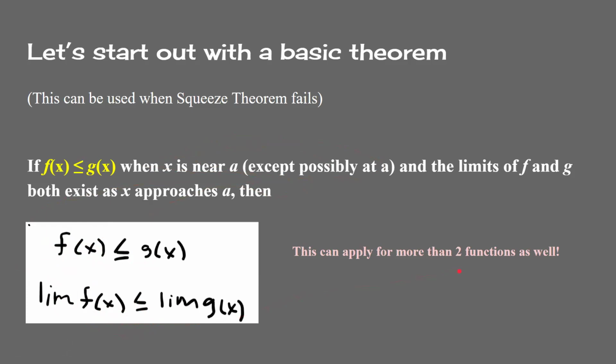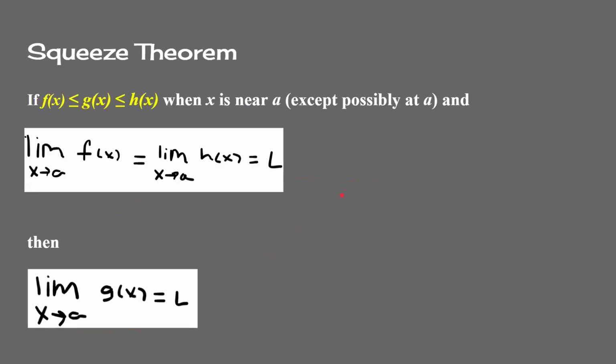And this can apply to more than two functions as well. For example, if there is also an h of x applicable. This will make more sense when we look at examples, but this is just something that is good to know. It's saying when x is near a, so that's important to say because near a point, that's what a limit is. Except possibly at a, they put that in there because there can be a hole, so there can be a limit when the actual point doesn't exist. So that's why it says that.